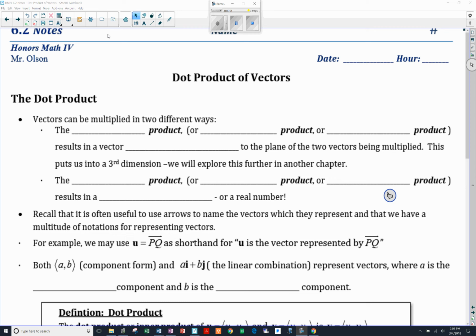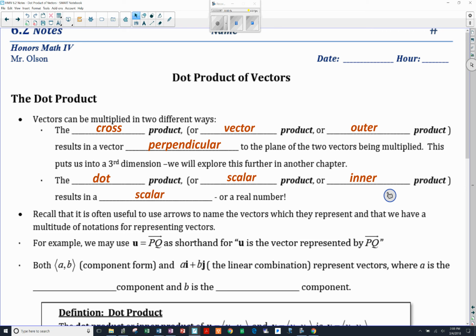It says vectors can be multiplied in two different ways. One is called the cross product, or the vector product, or the outer product. That results in a vector that is perpendicular to the plane of the two vectors that are being multiplied. That's not really something that we're going to deal much with in this chapter. It says we'll explore this further in another chapter, but I don't think we're going to get to that in Honors Math 4. What we are going to focus on is what's called the dot product, or the scalar product, or the inner product. And that's going to result in a scalar, or just a number.